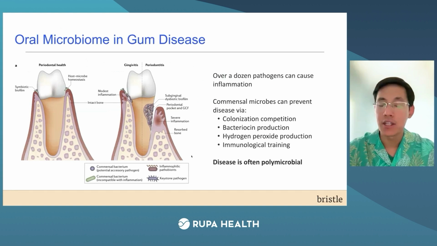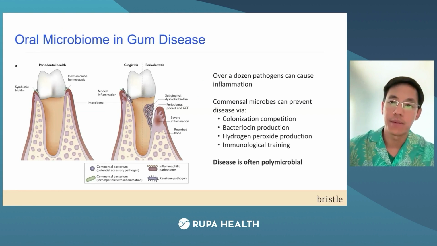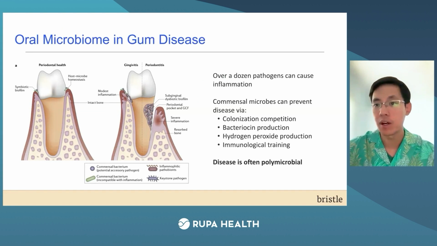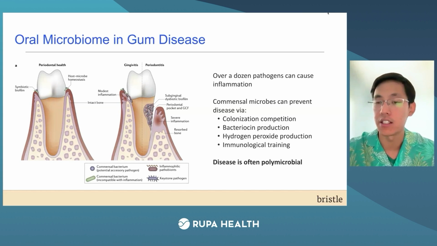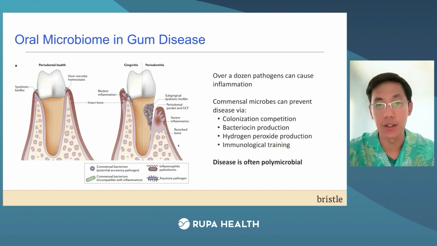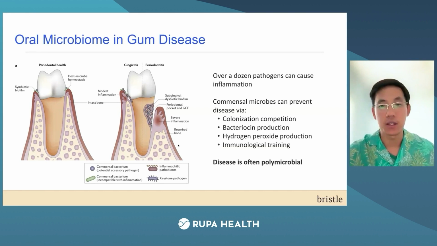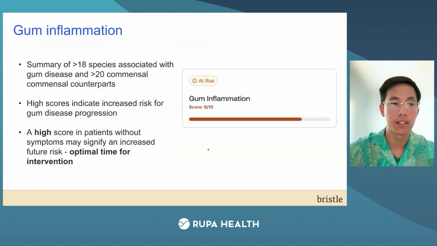And so the next score that we'll talk about is risk of gum inflammation, gum disease. And there are a few other tests on the market that look specifically at some pathogens, but we're finding that there's actually dozens and dozens of these pathogens that can cause inflammation, even more than have been tested by qPCR. And on the opposite end, of course, commensal microbes prevent disease via direct competition. So they can kill the pathogenic microbes, they can train the immune system, and they directly compete by colonizing the gum pocket. And our score here actually summarizes all of that.